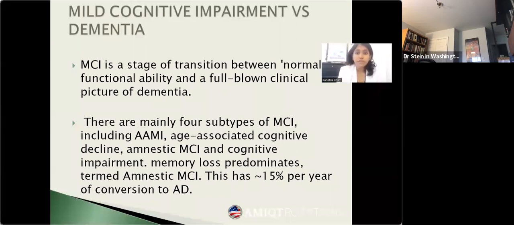So what are the main four subtypes of MCI? They include AAMI, age-associated cognitive decline, amnestic MCI, and cognitive impairment. The subtype of MCI called amnestic MCI is where the memory loss predominates, and this has about 15% per year of conversion into Alzheimer's disease.